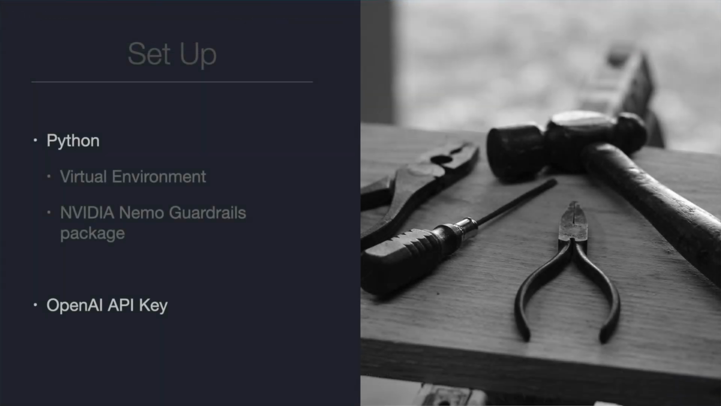NeMo Guardrails is written in Python, so we'll install the toolkit with pip, and we'll keep our sandbox in a virtual environment using venv. If you prefer to use Docker containers, then go ahead and you can skip this step. We'll be using OpenAI's large language model for this example, so we're gonna eventually install the OpenAI package. But to make calls to the OpenAI API, we're gonna need the API key.